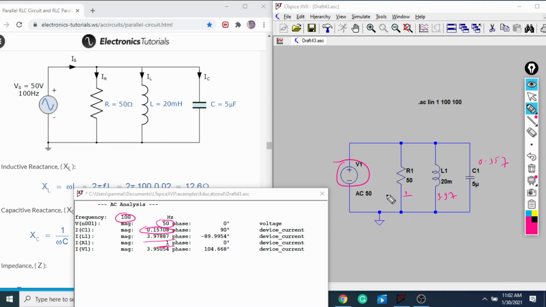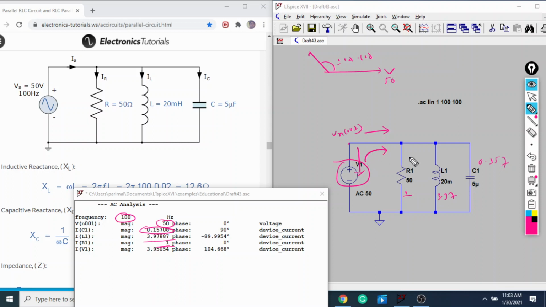This is the current that we got, and these simulators don't calculate current this way, it is calculating current that way. So it is 3.95 at an angle of 104. If this is your total voltage applied, what is the total Vn? This is nothing but your Vn001. So Vn001 is 50 volt and the current is leading by 104.668. This is the angle that it is leading, 104.668.